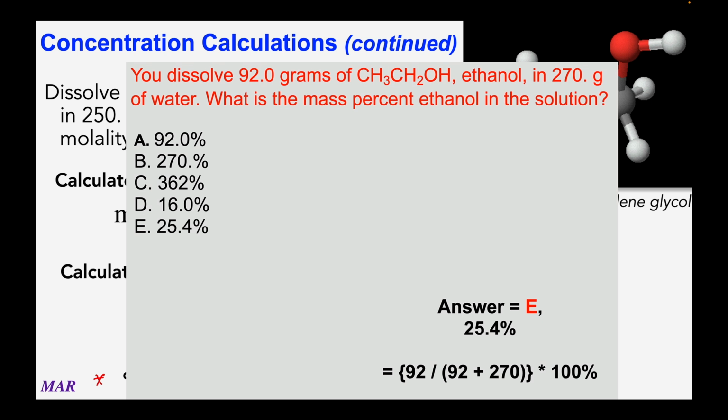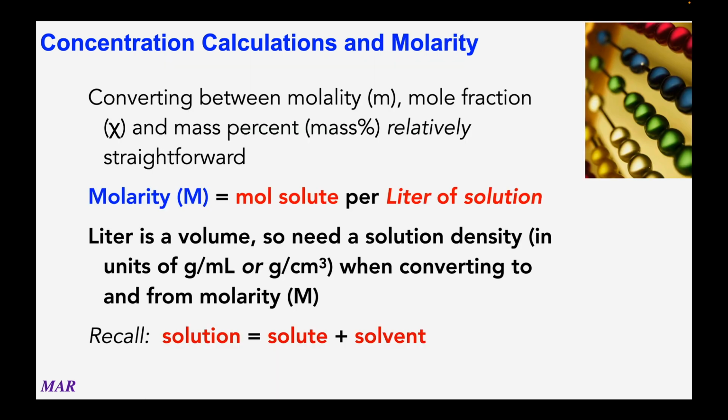No problem. And again, if you wanted to find the mass percent of water, 100% minus 25.4 would give you the mass percent of water, and you're good to go. Converting between molality, mole fraction, and mass percent is relatively straightforward. Like I said, you're going to need grams and moles of solute and solvent. And if you have all of those, and you remember that 1,000 grams equals a kilogram, you can convert from one to the other pretty straightforwardly. And we'll do this in the problem set and stuff like that.